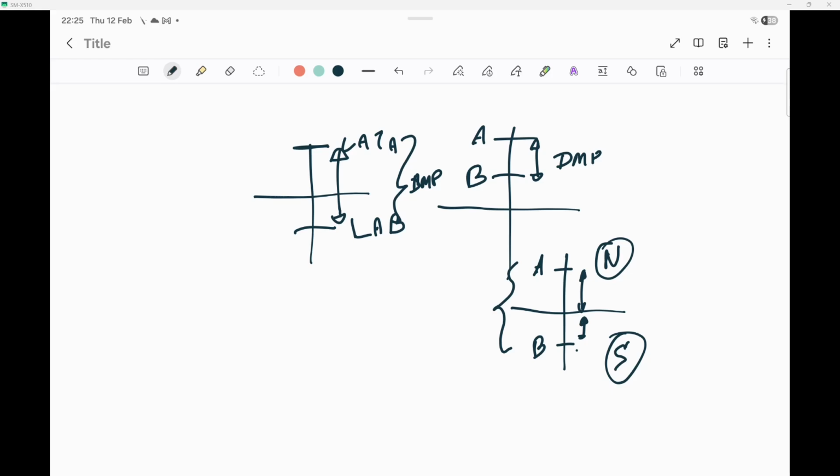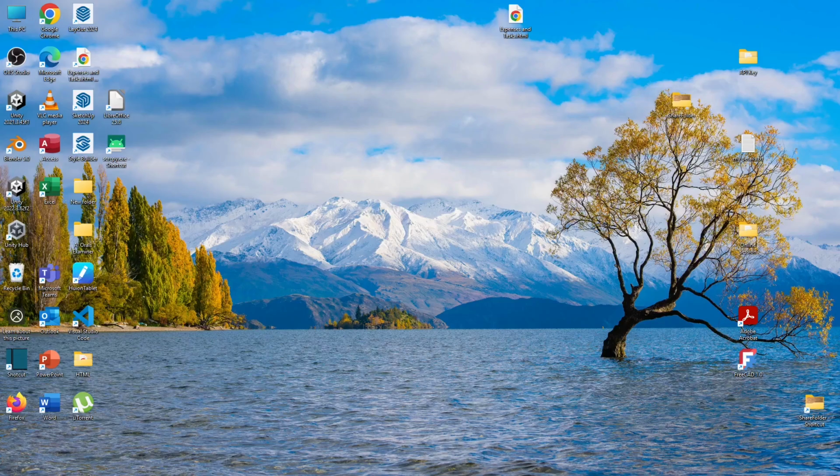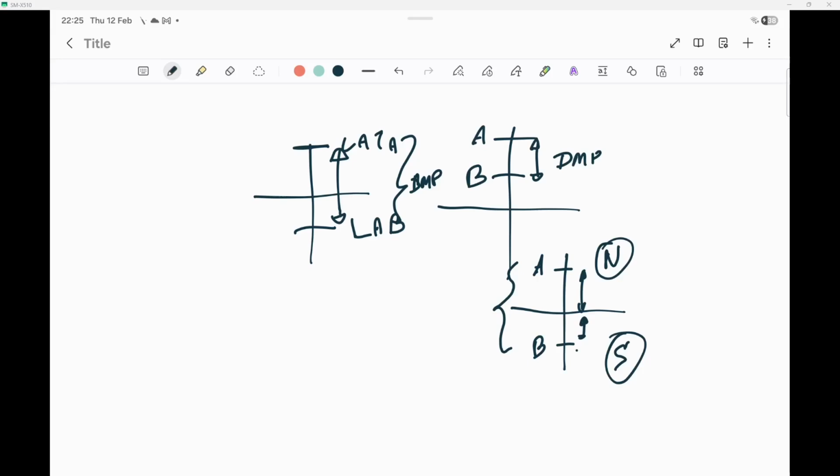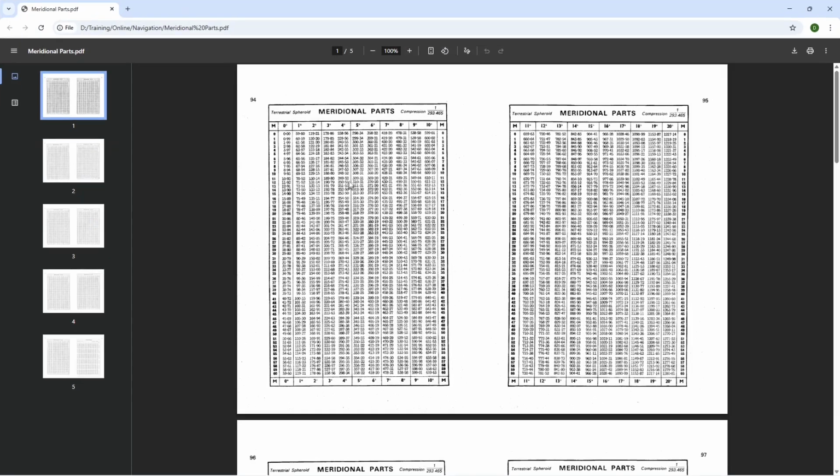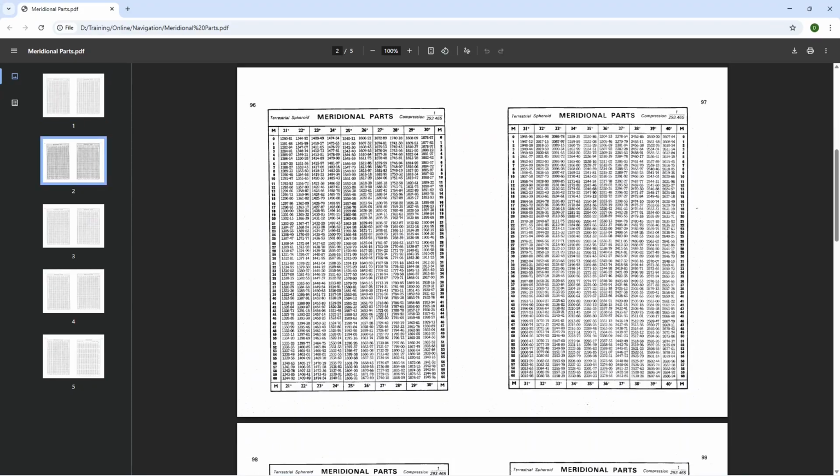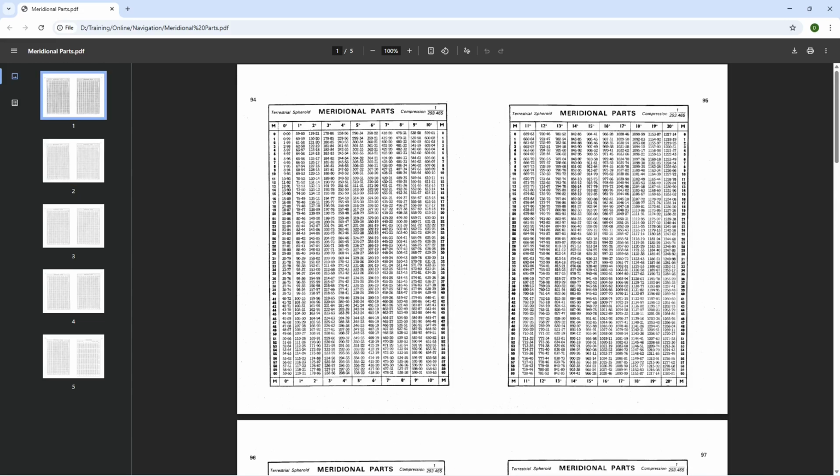Let me show you the DMP. It is given for a latitude. I think I have... let me see whether I have the DMP, did I close it? Alright, here you can see it is given for the latitude. Okay, it is not given separately for north and south, it is the same for north and south. Okay.